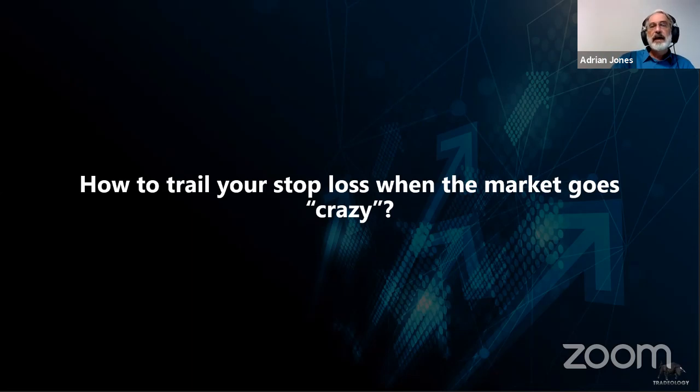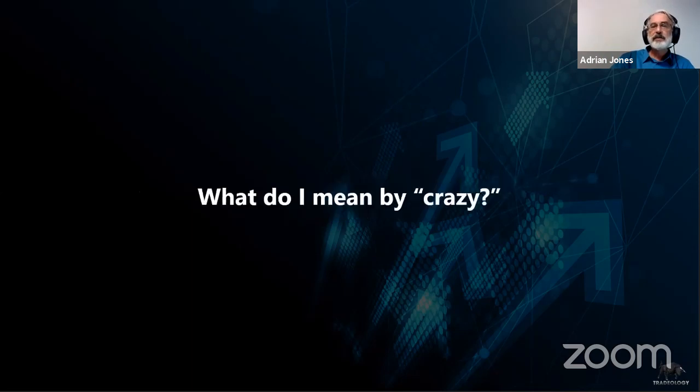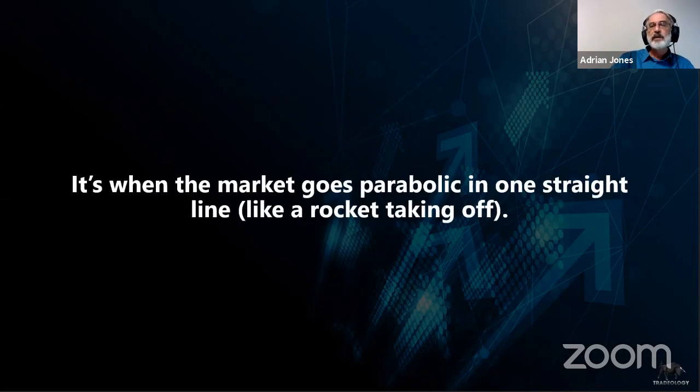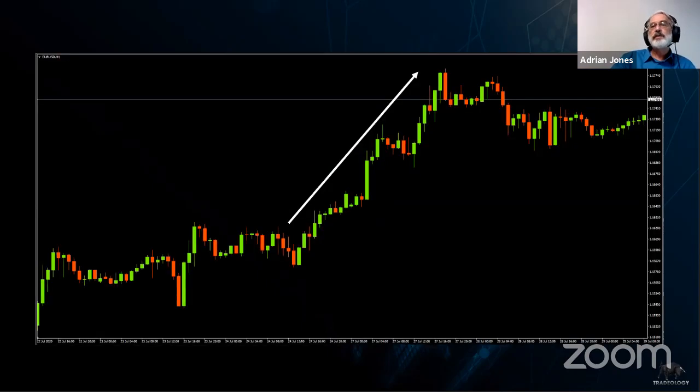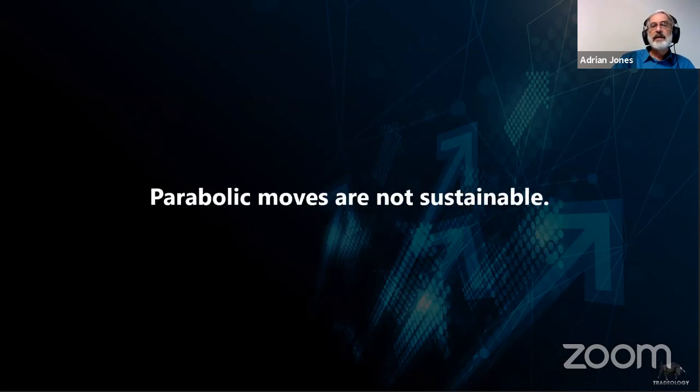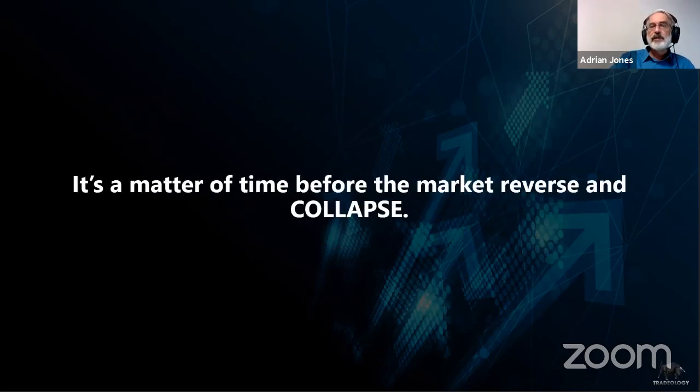So how to trade your stop loss when the market starts going crazy? What do I mean by crazy? It's when the market goes parabolic in one straight line, like a rocket taking off, right? So this doesn't happen often, but it does happen. For example, it just shoots up within hours or minutes, and you see a very parabolic upwards move. Here's the thing. Parabolic moves are not sustainable. It's a matter of time before the market reverses and collapses. So it'll eventually go in the other direction.